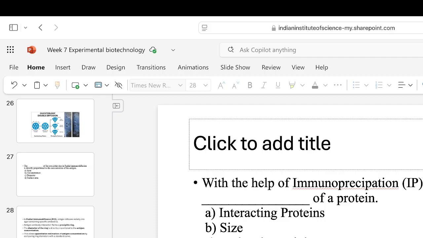The next question is, with the help of immunoprecipitation, we can understand dash of a protein. Yeah, this is a very simple question. In all the previous slides, we were discussing about antigen antibody interaction. So, this should tell us something about interaction. So, can anyone summarize what immunoprecipitation is?